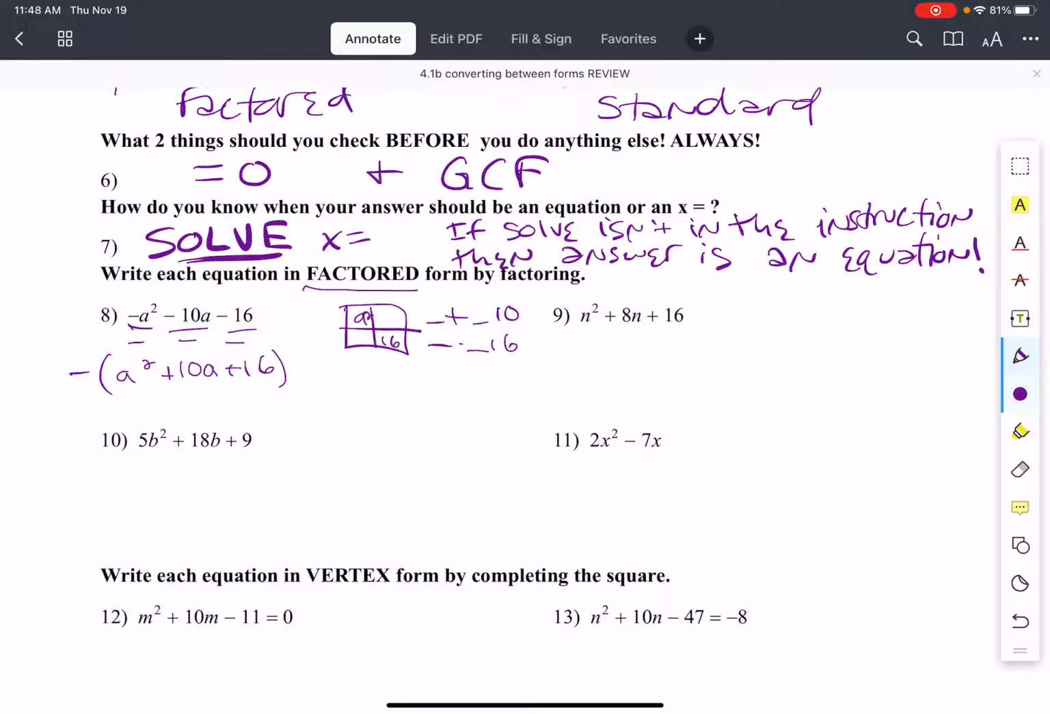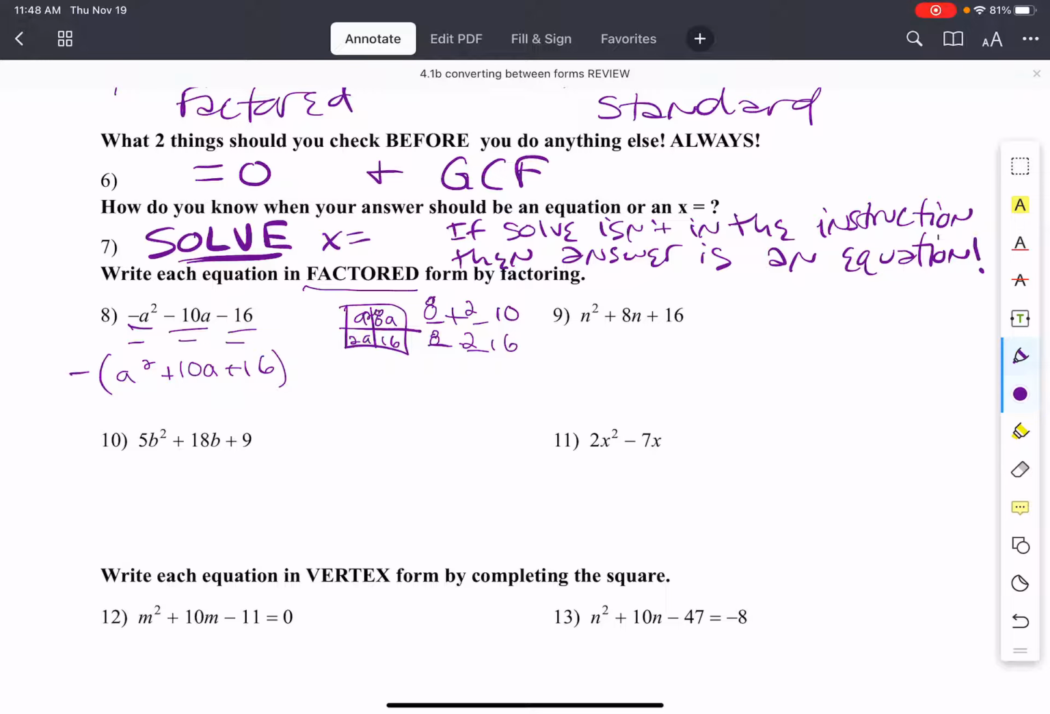Okay, so raise your hand if you get it. I need two numbers that add to 10 but multiply to 16. Maya? Yeah, 8 and 2. Okay, now those are my A's.